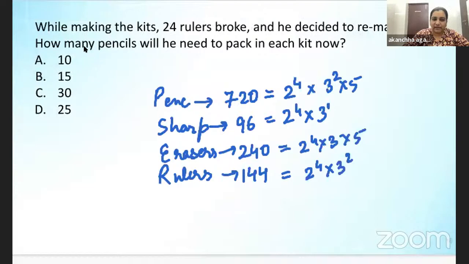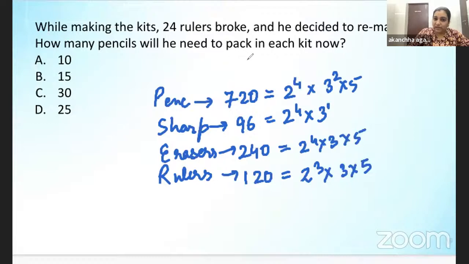And in this one, they are saying, while making this kit, 24 rulers broke. So the new number of rulers that we have is, can you tell me? Initially it was 144 and now 24 broke. So it is 120. Correct? So the prime factorization of 120 will be 2 to the power of 3 times 3 times 5. Because it is 24 times 5, so I have written 8 times 3 times 5.